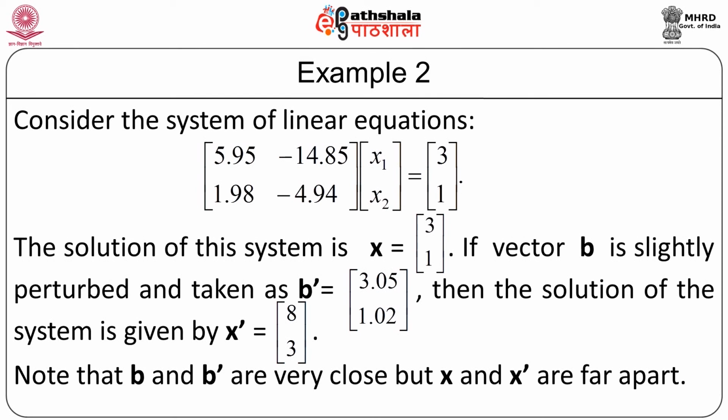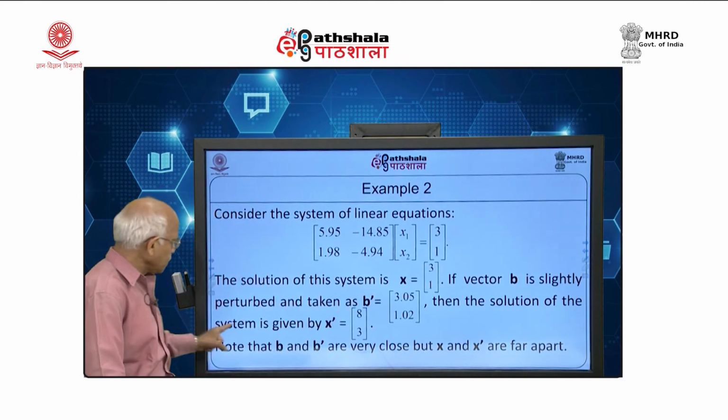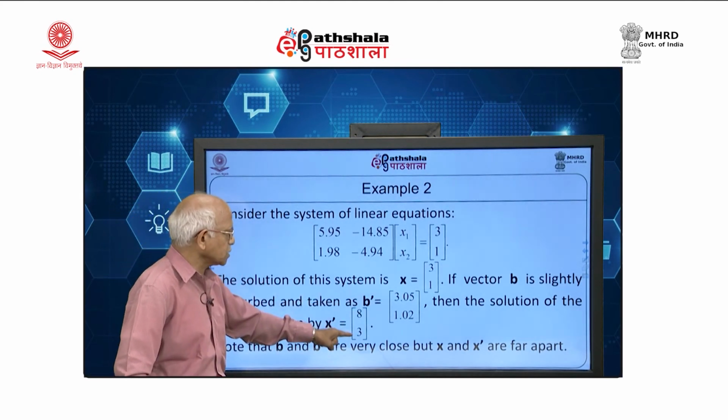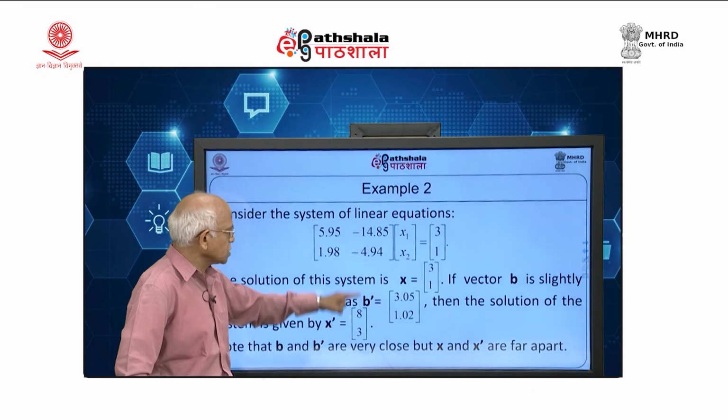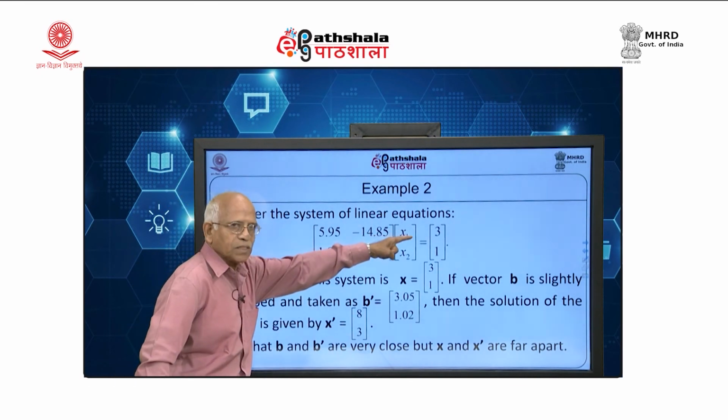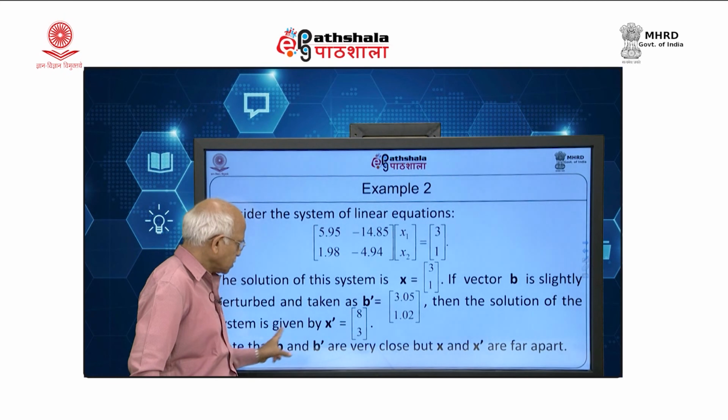The solution of this system is 3 1, and if the vector b bar is slightly perturbed, so now instead of 3, I am taking 3.05, and instead of 1, I am taking 1.02. Suppose that the actual measurements of the parameters are like this, and we are approximating them by this, which is a normal practice. Then what will happen to the solution? The solution of the system becomes 8 3. So, if this is real, then the solution should be 3 1, and if this is real, then the solution should be 8 3.